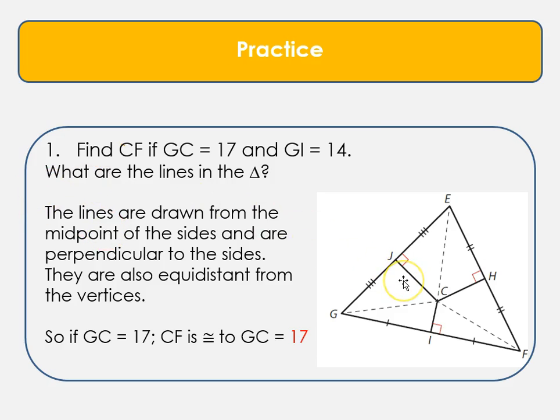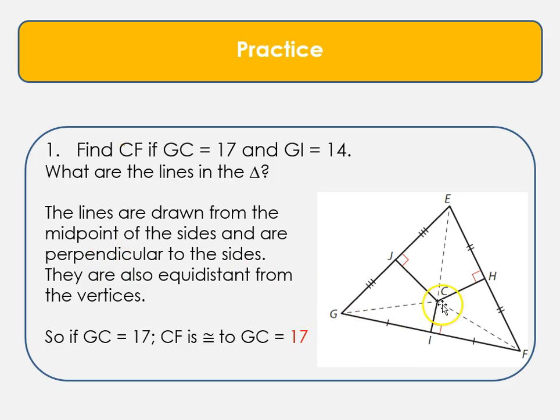First thing you need to know are what types of lines are these. Well, look, they're at a midpoint and they meet at 90 degrees. So what kind of lines are those? They're perpendicular bisectors. The lines are drawn from the midpoint of the sides. They're perpendicular to the sides.